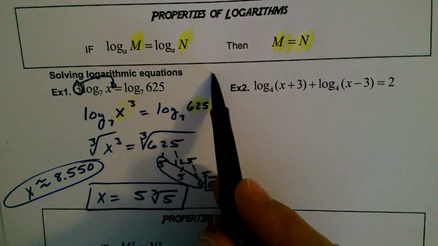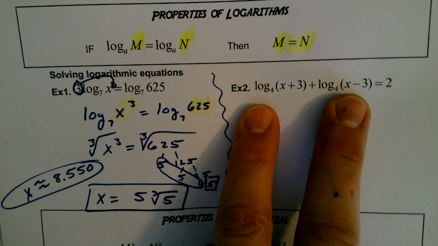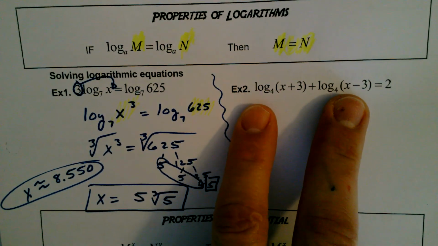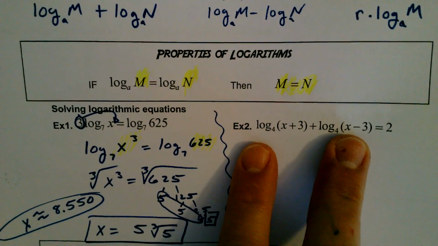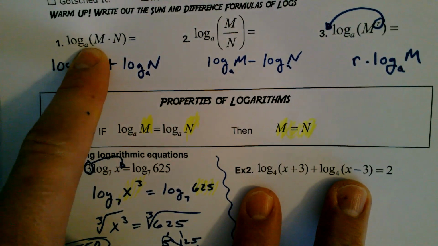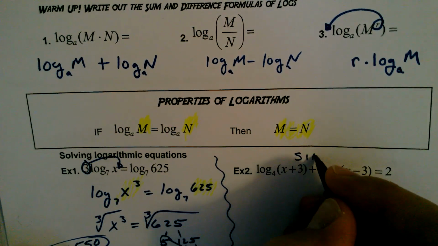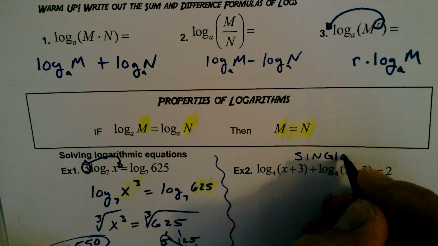Here's another scenario. You might have logs on the same side. If I have logs on the same side, then I want to convert back into one log. We want to condense this. We want to make a single log here. And that's what we learned in the last section.